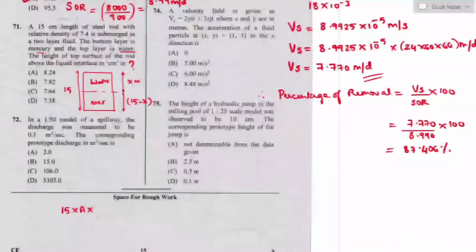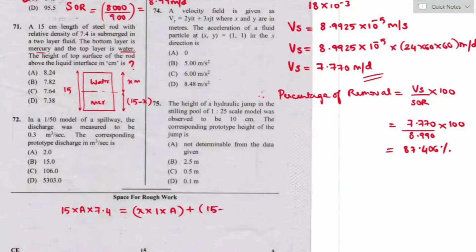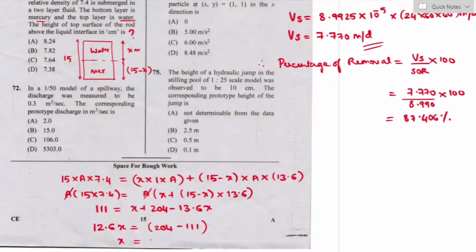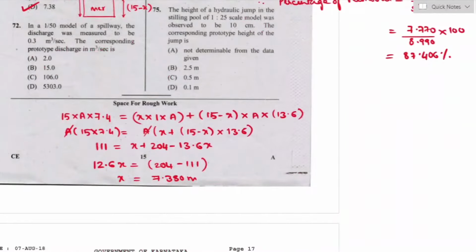A is the area of the steel rod section with a relative density of 7.4, which is equal to x into 1 into A plus 15 minus x into area into 13.6, which is the relative density of mercury. So x is equal to 7.380. So option D is the right answer.